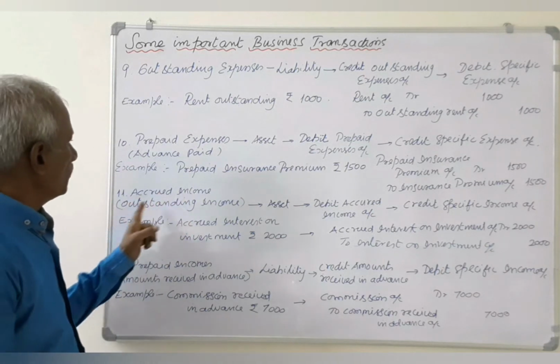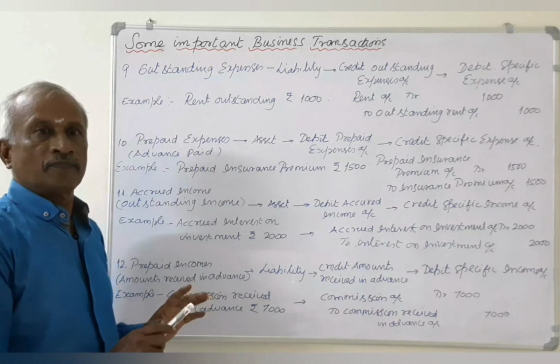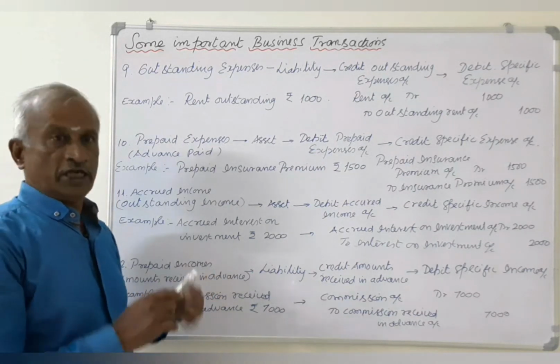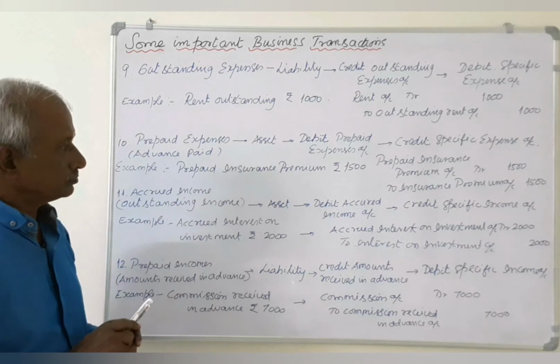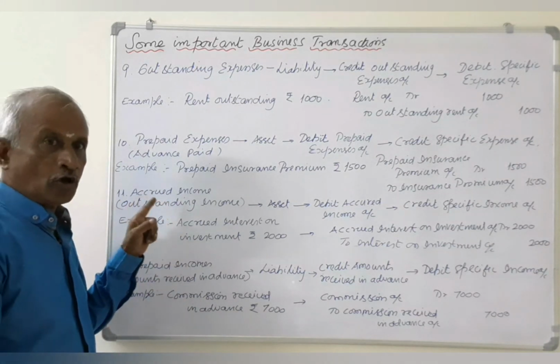Next, accrued income or outstanding income. Incomes earned in the current year but not yet received. Accrued income. How to remember whether this account is to be debited or credited?